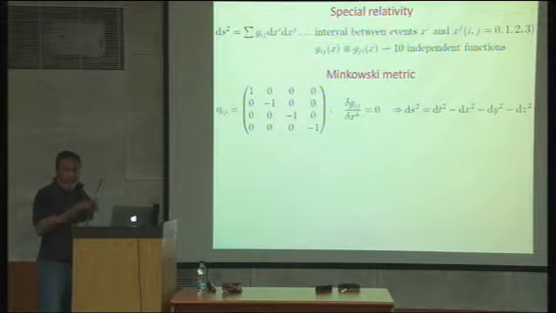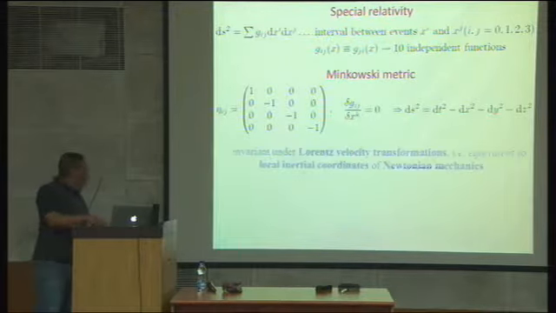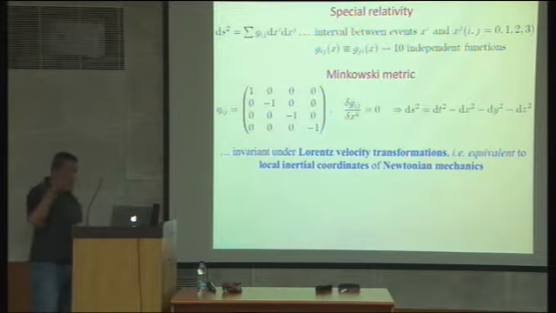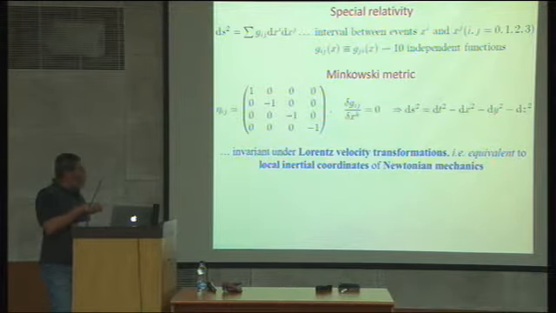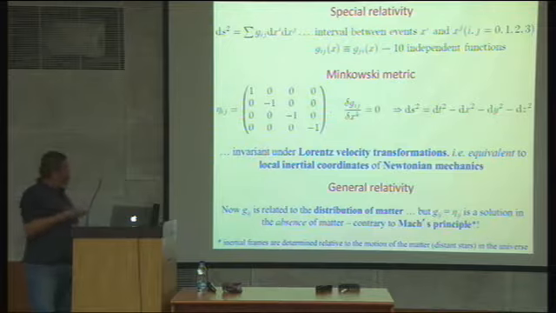And quantum field theory is also formulated in flat space-time, so this is all part and parcel of special relativity plus quantum mechanics is field theory. Now, what happens when you go to larger scales? Well, immediately a problem arises: this interval is invariant under Lorentz transformation, so this is actually equivalent to the local inertial coordinates of Newtonian mechanics, or Galilean mechanics.